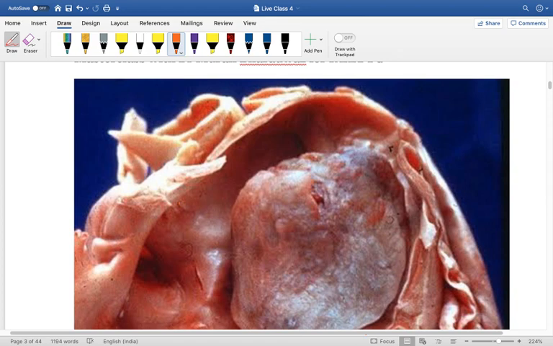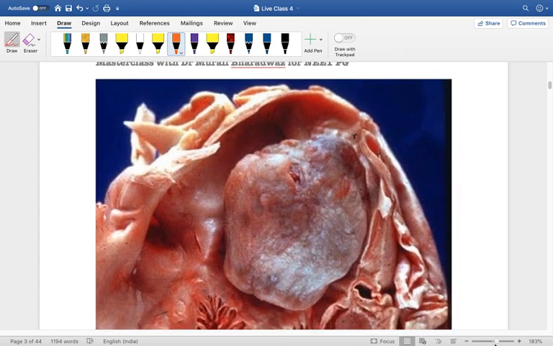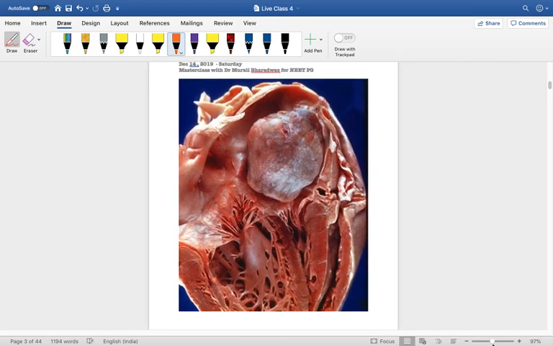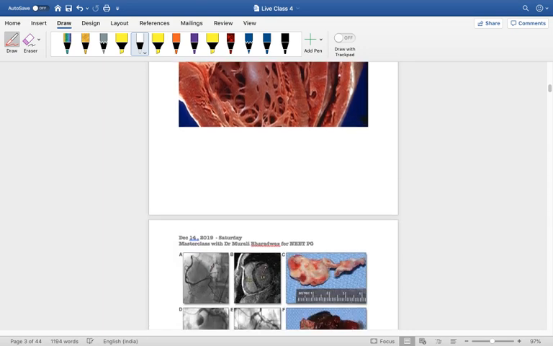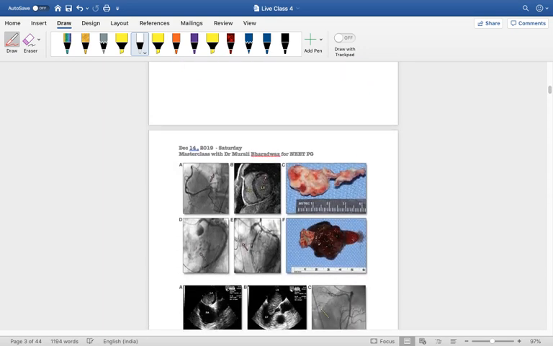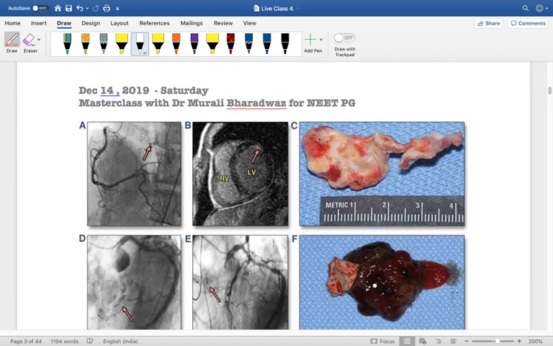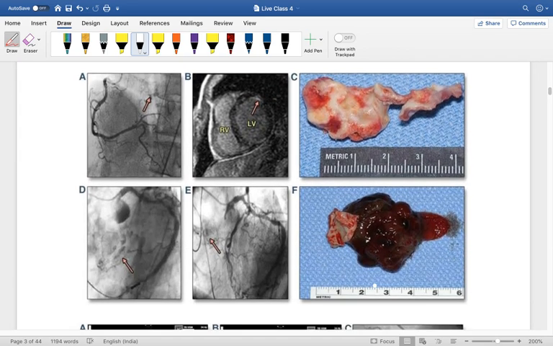Now, doctor, tell me what is this that you are seeing inside the heart? A mass is visible. Where? It is seen in the left atrium. So what is this left atrial mass? What are you thinking? You are also thinking what I am thinking, right? So here you can see the left atrial mass.